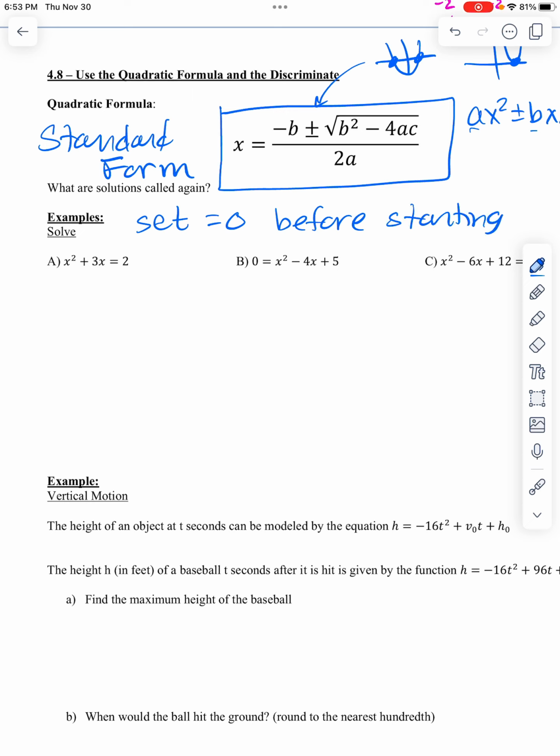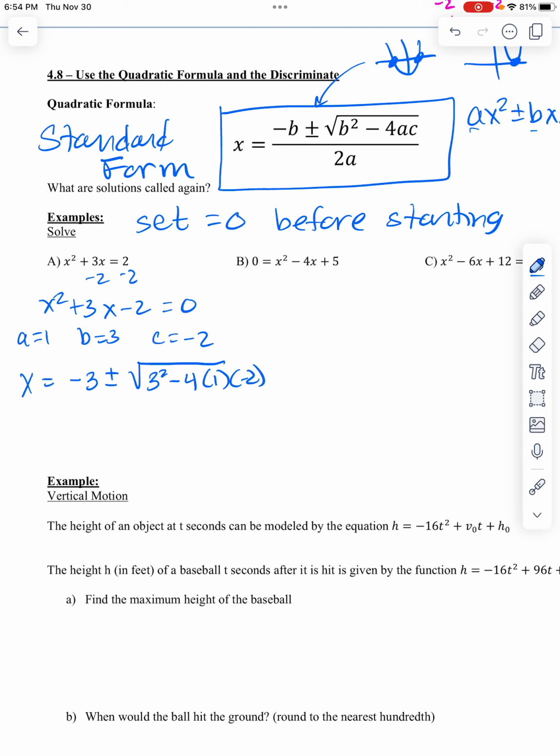So in this first one, I have a 2 over here, and I need to minus that over. And so now I've got this, and I am going to set that equal to 0. And that means my A is 1 in front of the x squared, my B is 3 in front of the plain x, and my C is negative 2. So I just start plugging it in. X equals the opposite of my B plus or minus the square root of B squared minus 4 times A times C. You include that negative sign, all over 2 times A.